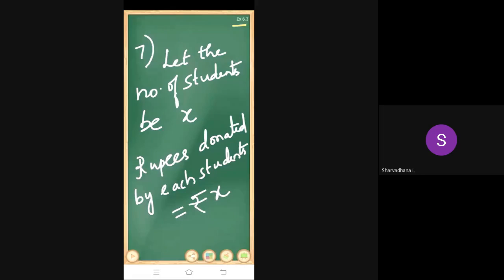So let the number of students and the number of rupees donated by each student be x. That means we have to multiply these. Number of students into amount. So x into x is nothing but x square. So rupees donated by students.